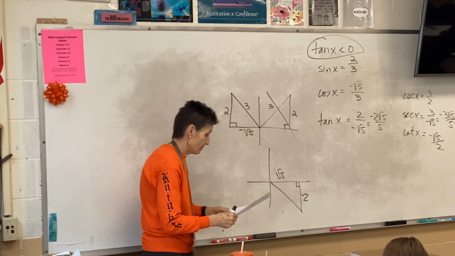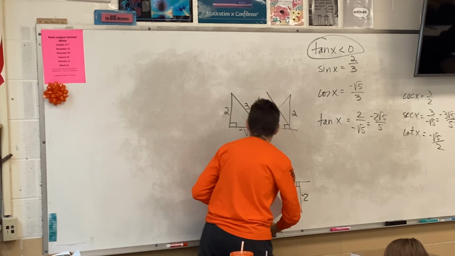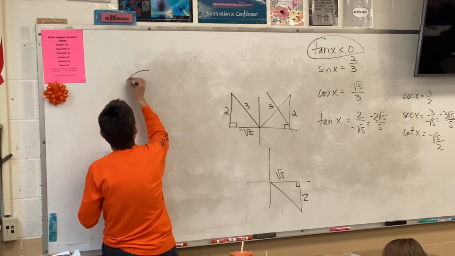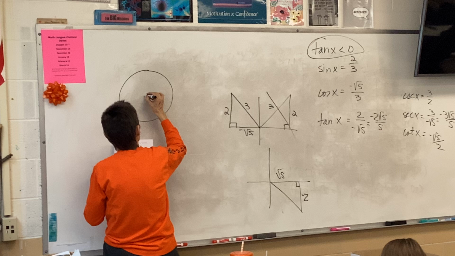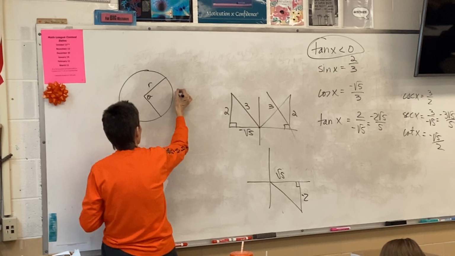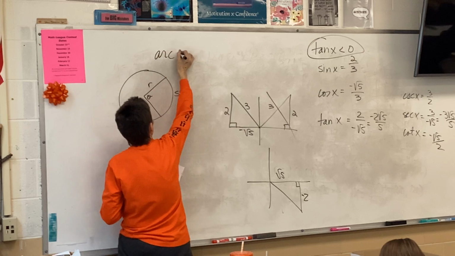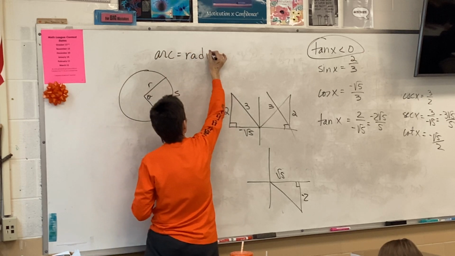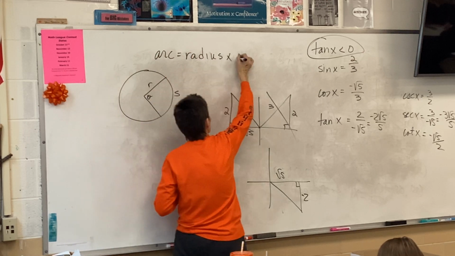All right, number 5. No arc length. What is my general formula when somebody says arc length? Radius times radians.